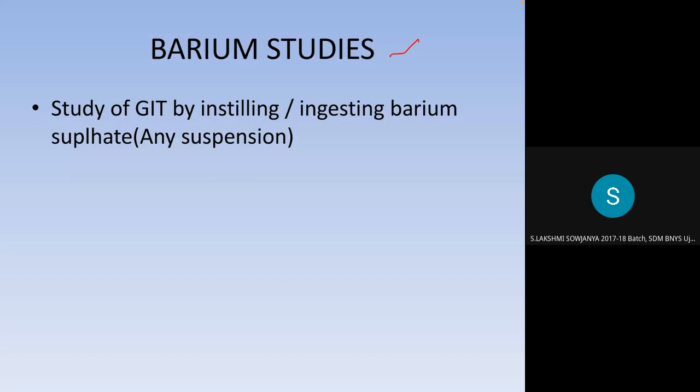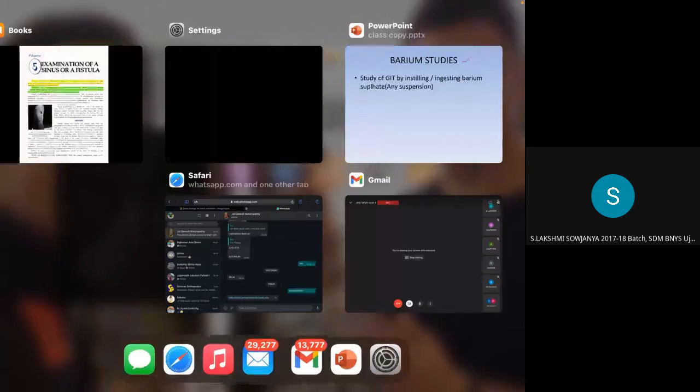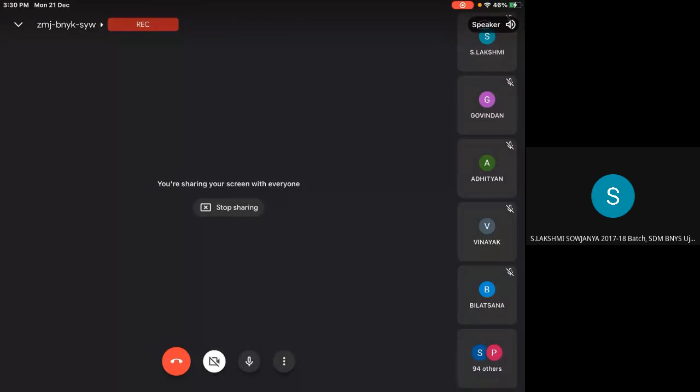However, what is the precaution you have to take when you are giving barium to a patient? One common thing: can we give barium if his intestines are ruptured, like he is having a peritonitis or his intestines are torn? Can you give barium? No, sir.